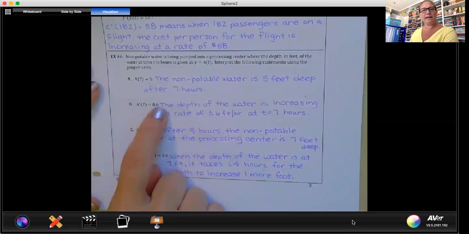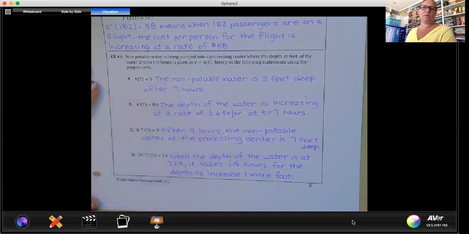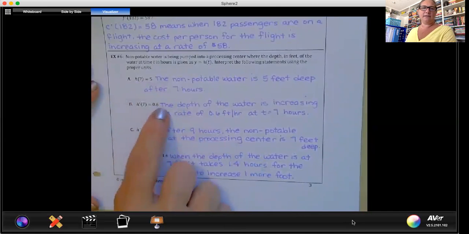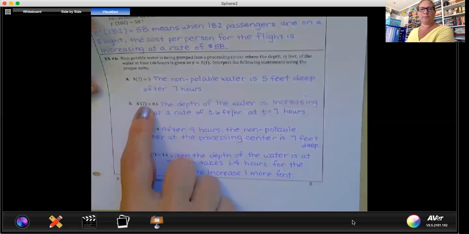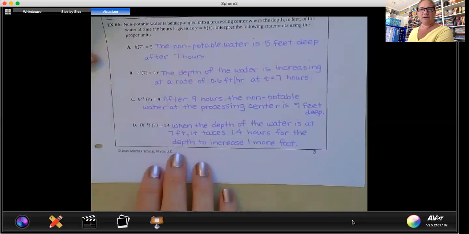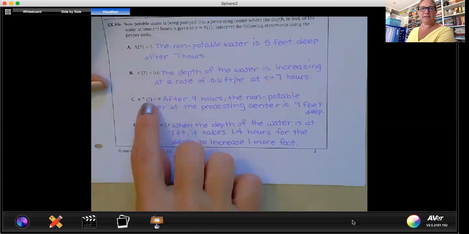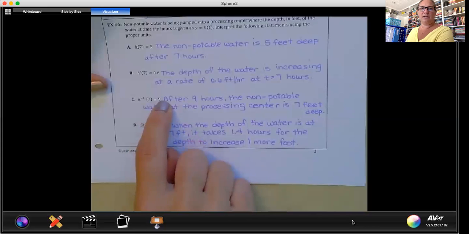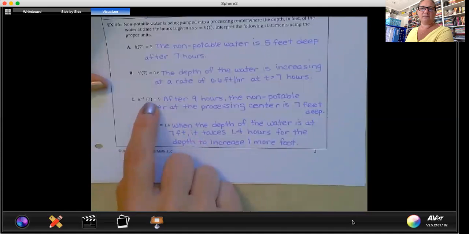Putting a prime in there and a positive means we have a rate that is increasing. The depth of the water is increasing at a rate of 0.6 feet per hour at time 7 hours. Your rate is going to be on the other side of the equals. What you have subbed in will be beside your variable. We have an inverse, so remember to switch things around. Instead of your time being here, your time is here. After 9 hours, the non-potable water at the processing center is 7 feet deep.